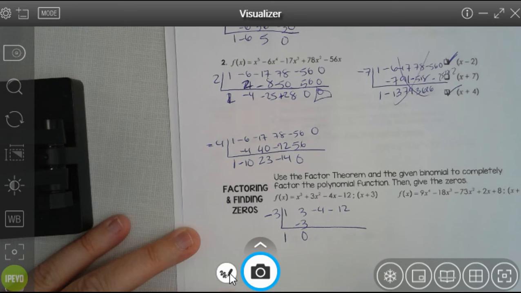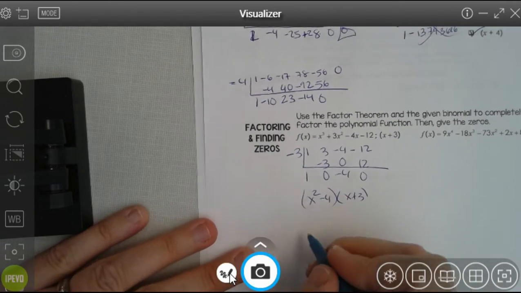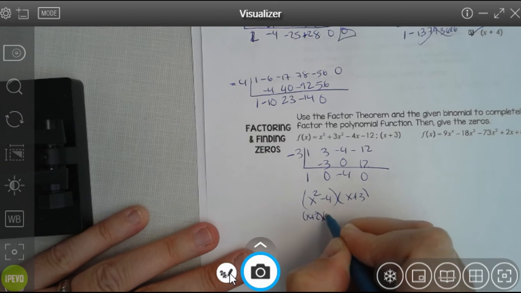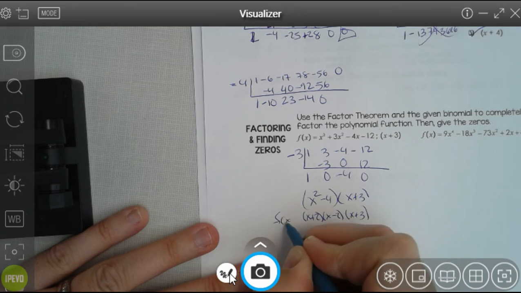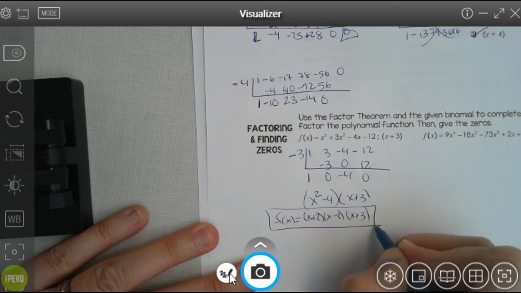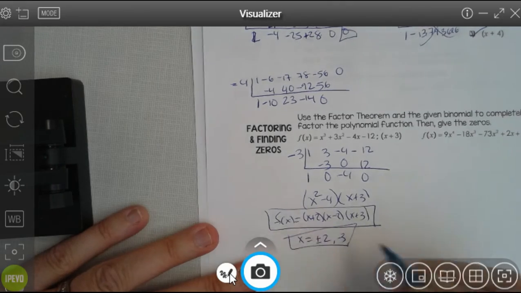So this gives me x squared minus 4. Don't forget the original. If we're factoring completely, though, this factors into x plus 2, x minus 2. Don't forget that x plus 3. So that's what f of x equals. That's our function. And then to get all our zeros, we get plus or minus 2 and -3 here.